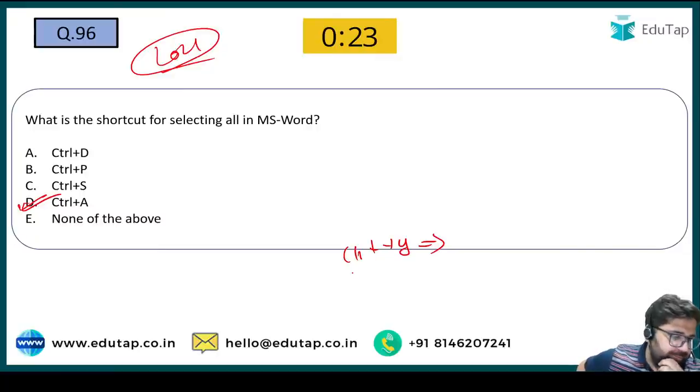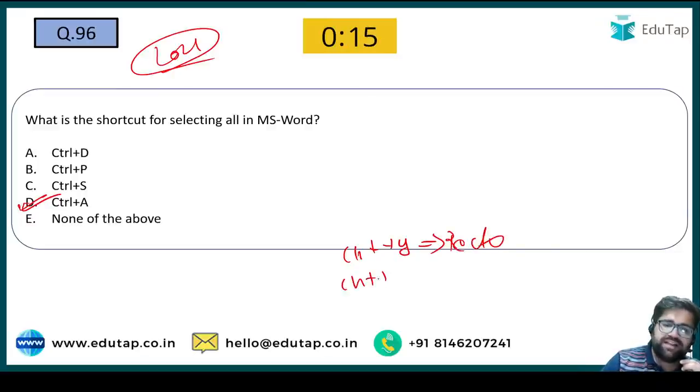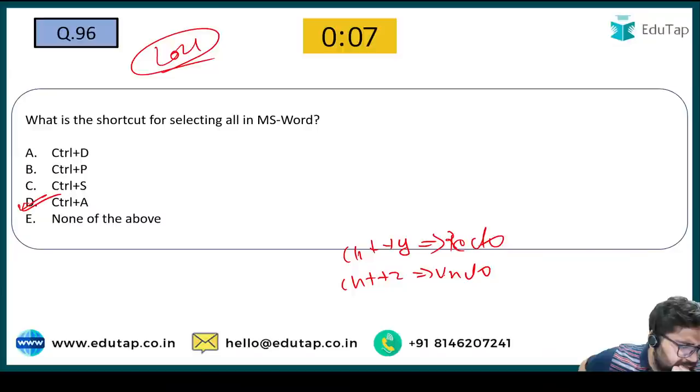Control plus Y. Yes, redo. Haan, redo is the correct answer. Control plus Z is used for undo. No, no, Sajid, you have to revise all the short forms, I think, here.